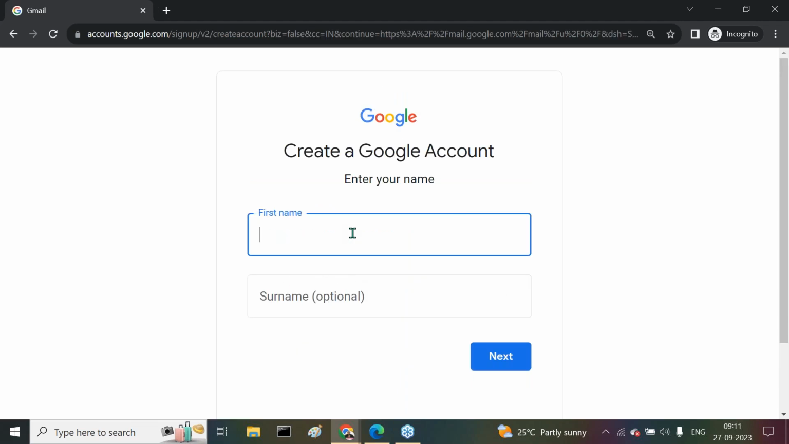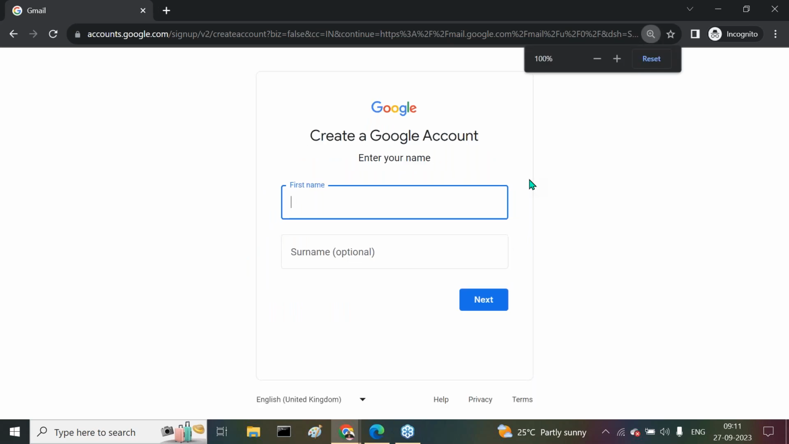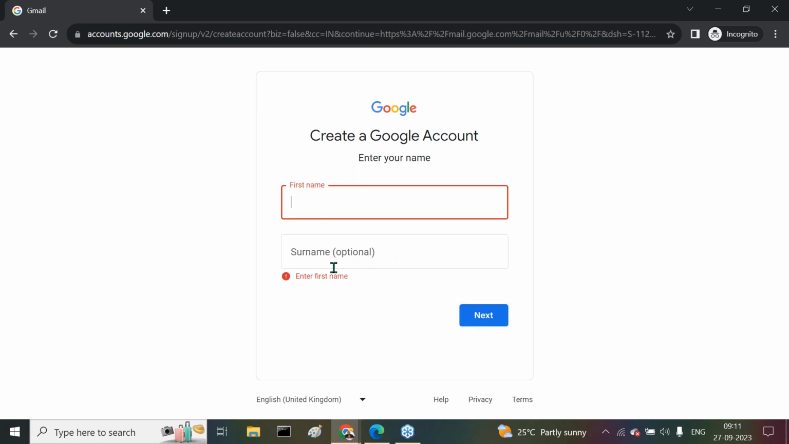If I click on this create account button, automatically it's asking about two fields. What are the two fields it is asking? Create a Google account, the name, and the surname is optional. Click on the next button like this. Then it is asking for some more content here. Finally, we are going to submit all of our data, and if we click on this submit button, finally that account will be created.